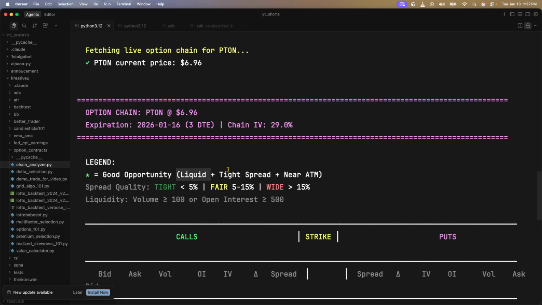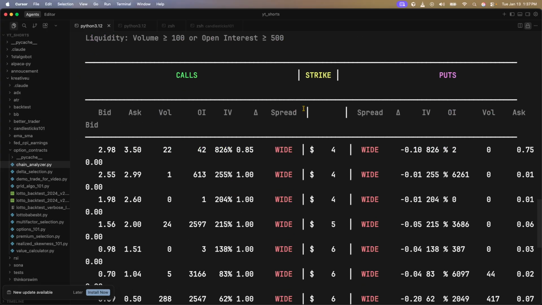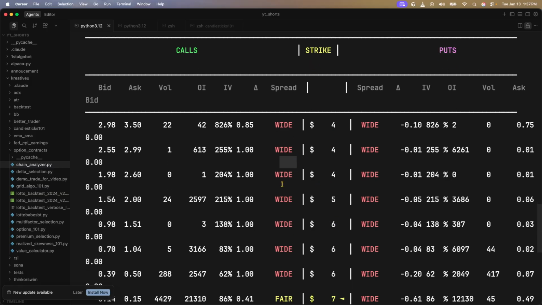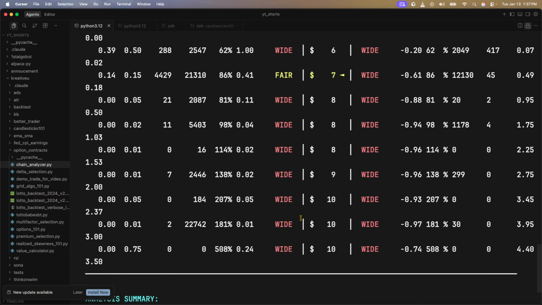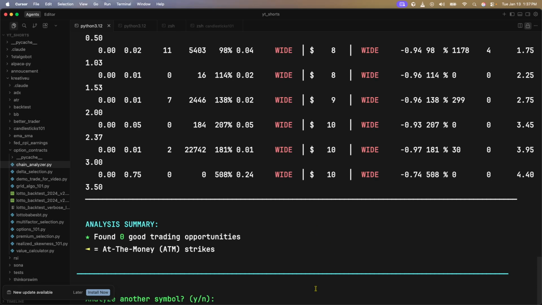Spreads, liquid plus tight spreads plus near the money, spread quality, right? So here's our calls, here's our puts, and here's our strike prices. So as you can see, wide spreads is not what we want, right? Wide spreads is you lose money as soon as you get into the contract. So Peloton is not where it's at right now. Not going to hold you.